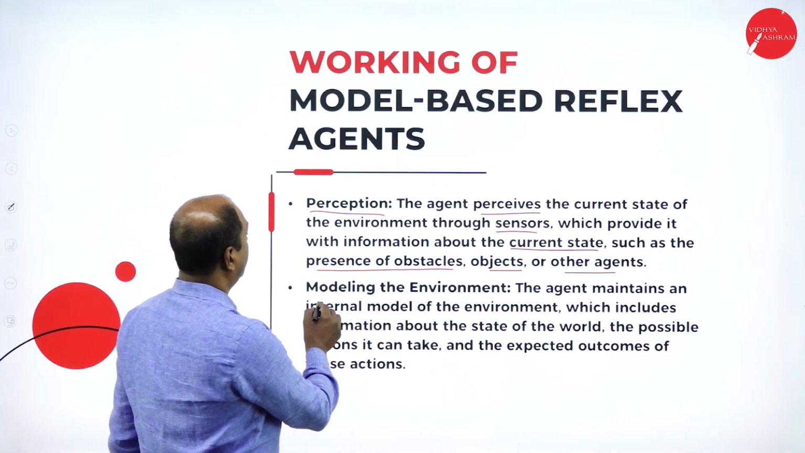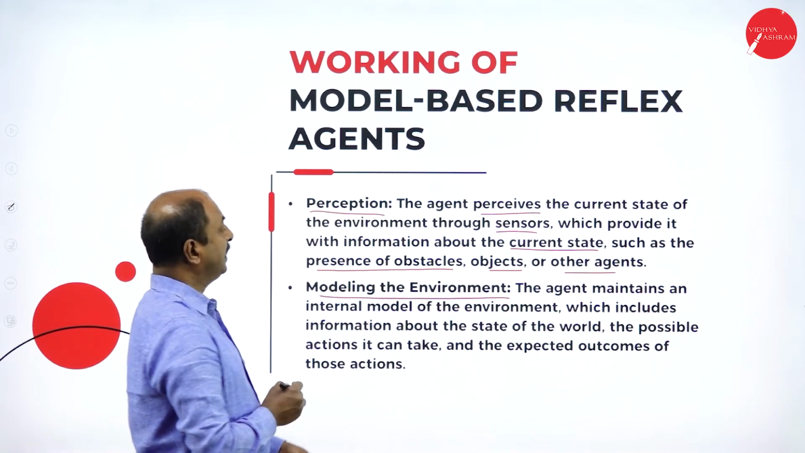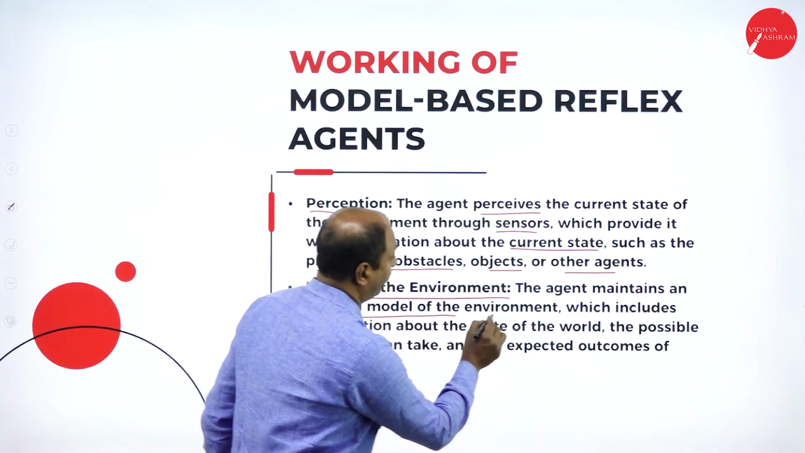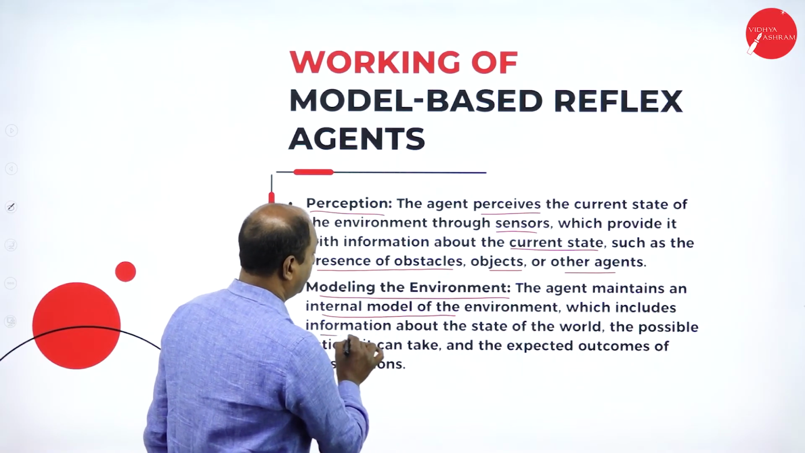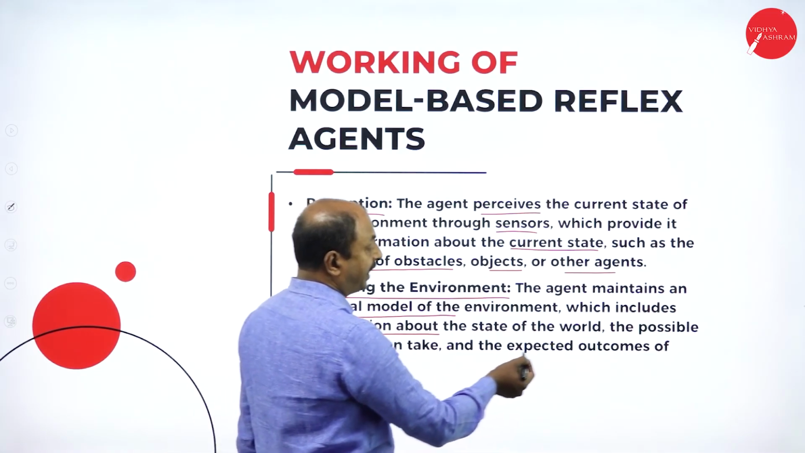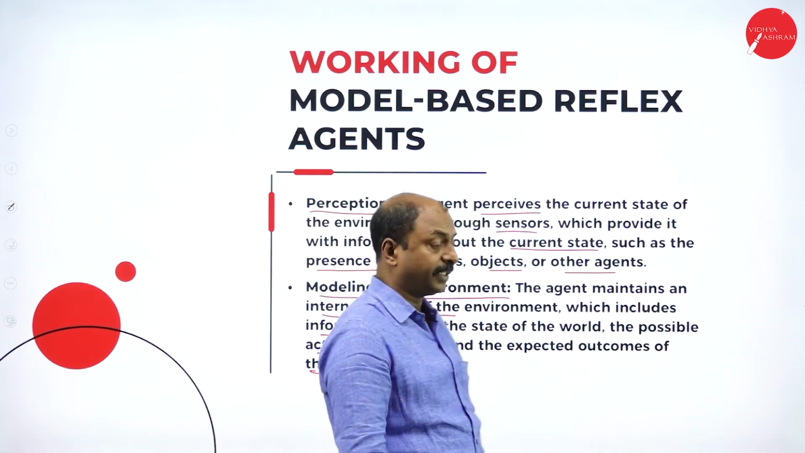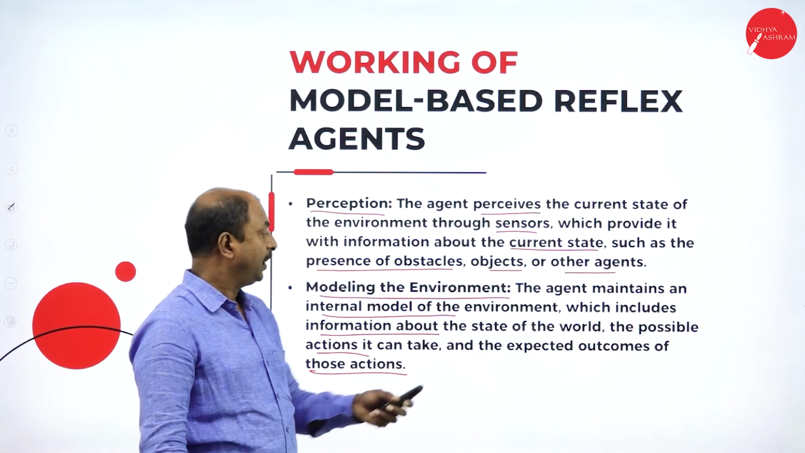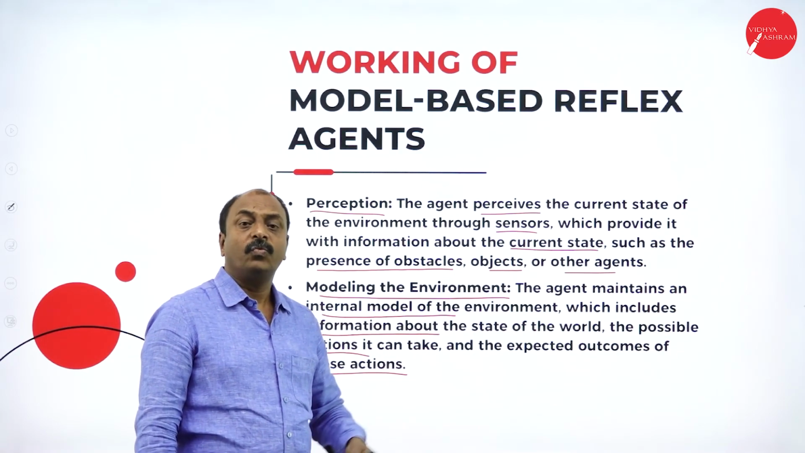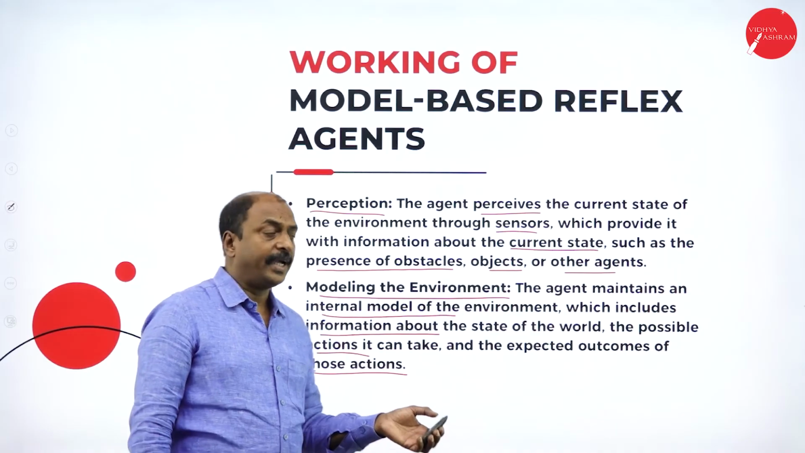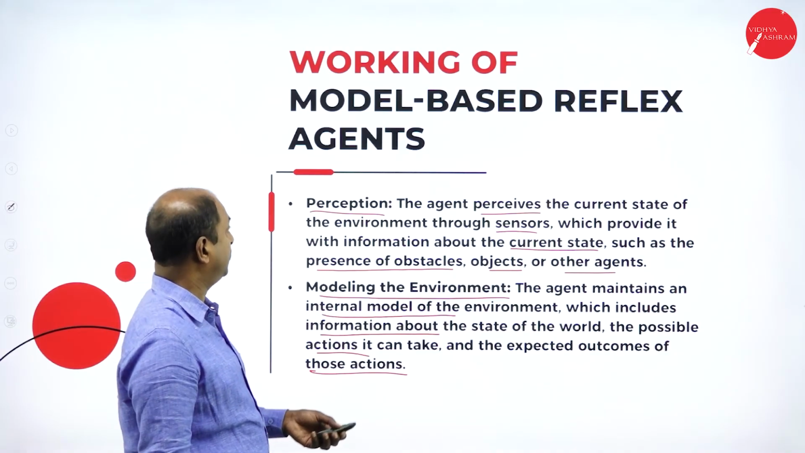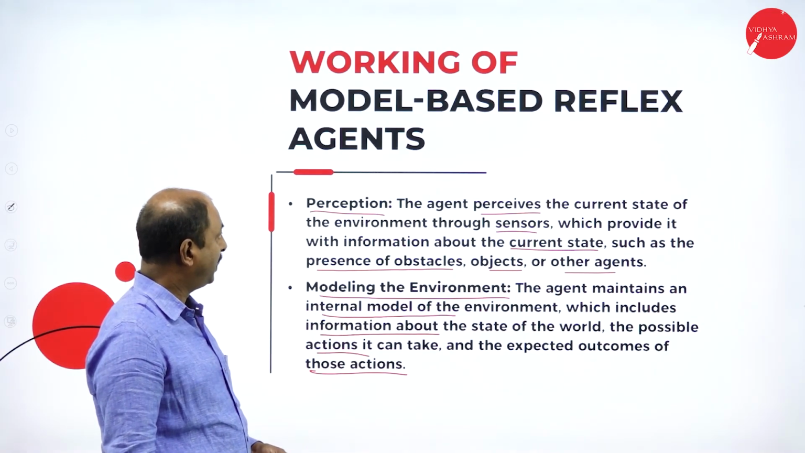Next one is modeling the environment. This is the second concept. Here, the agent maintains an internal model of the environment, which includes information about the state of the world, the possible actions it can take, and the expected outcomes of those actions. See, as it is a model-based reflex agent, it will have predefined models, as I told you, for types of input, and for different inputs you may get different outputs, results or actions. That is modeling the environment.